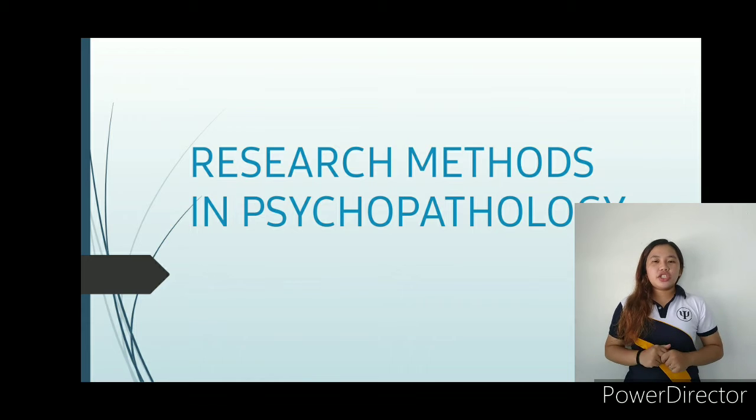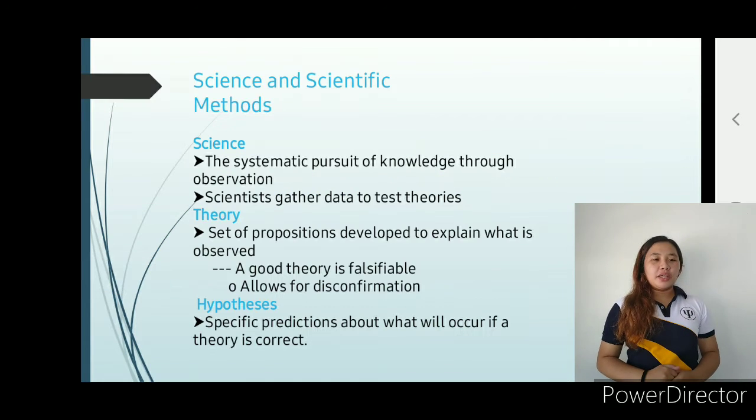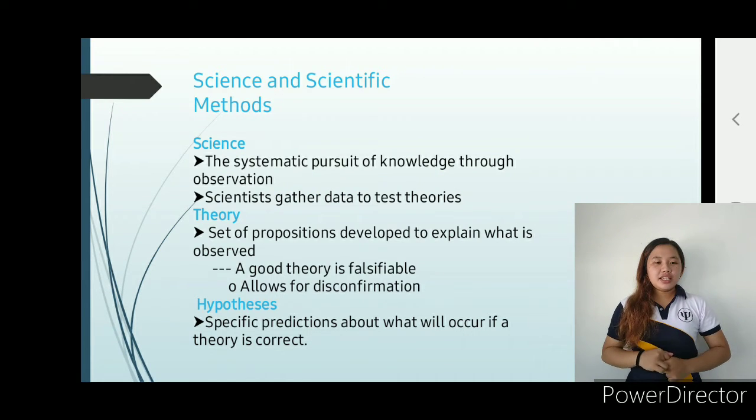Today's discussion is all about research methods in psychopathology. First is science and scientific methods. Science is the systematic pursuit of knowledge through observation. Scientists gather data to test theories.